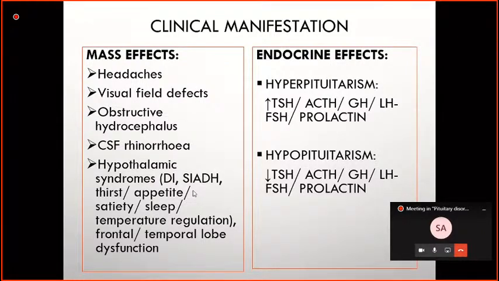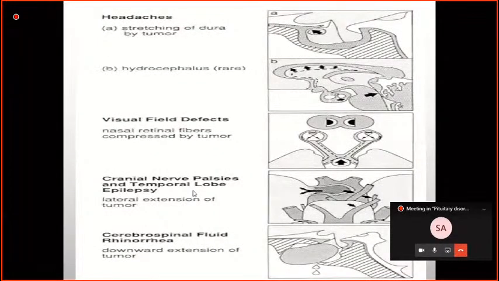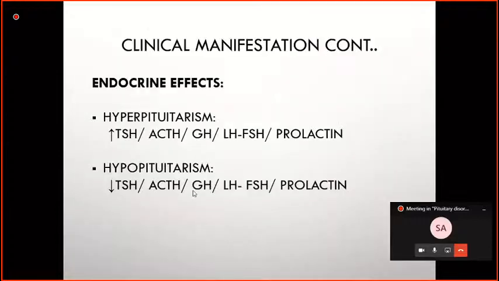So that is a general picture of pituitary disorders. All right. So clinical manifestation, we've talked about this. On the mass effect, we've talked about this. You can look at this relation. And endocrine effects, we've talked about this as well.